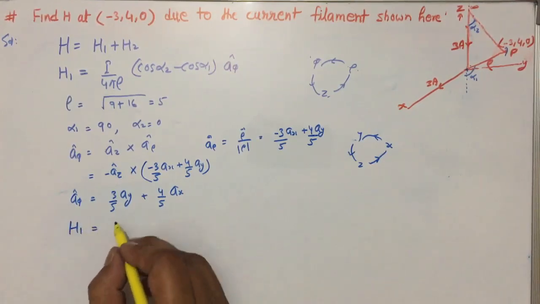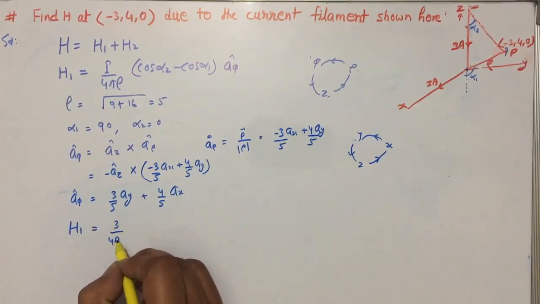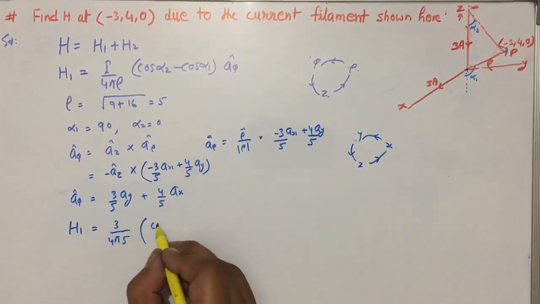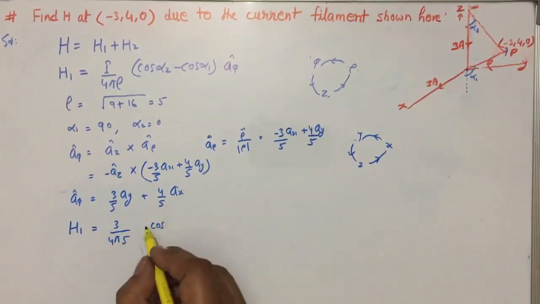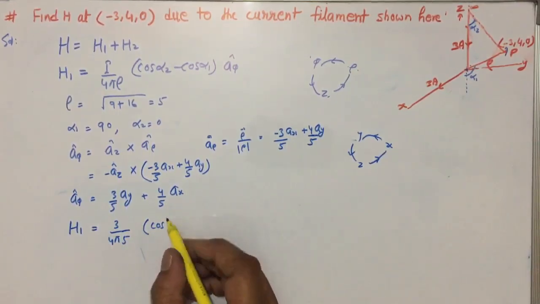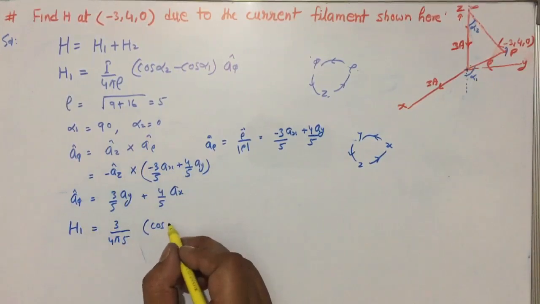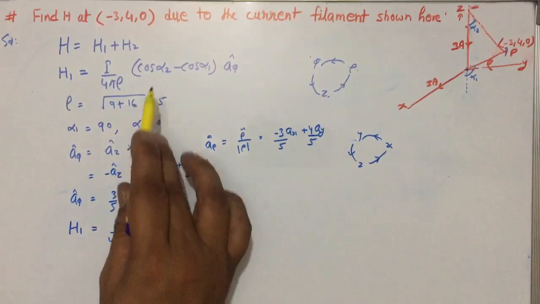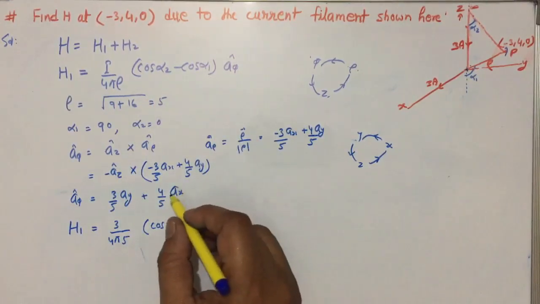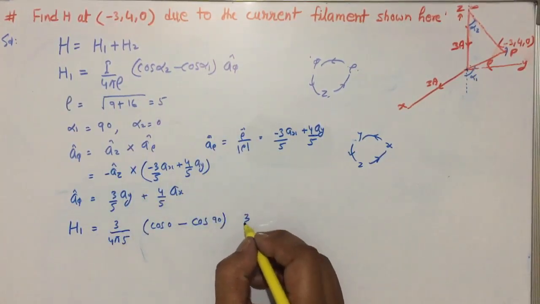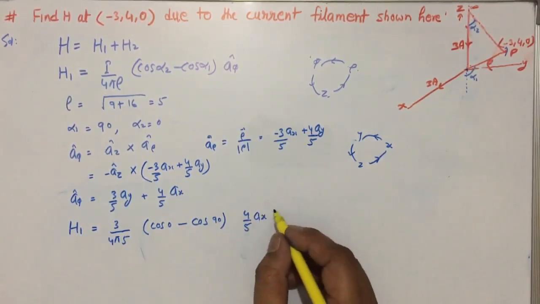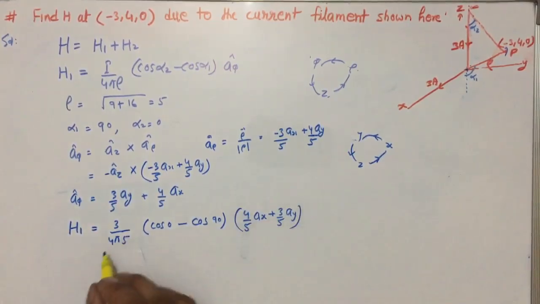So H1 will be 3 by 4 pi into 5 cos alpha 2. Cos alpha 2 is 90 degree, alpha 2 is 0, and cos alpha 1 is 90 degree. This becomes up to this point, and a phi can be from here. So 3 by 4 by 5 ax we can write, plus 3 by 5 ay, it will give us H1.